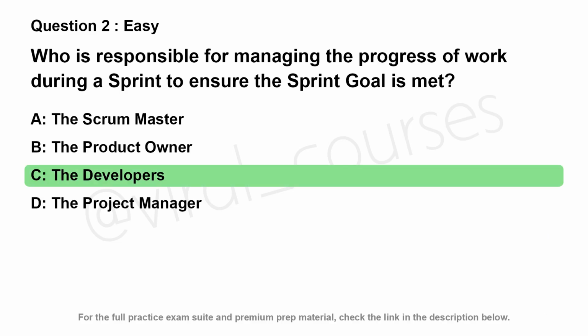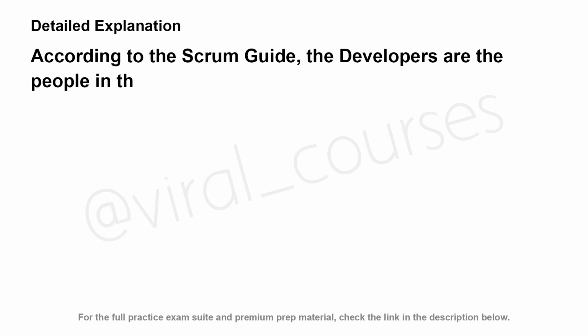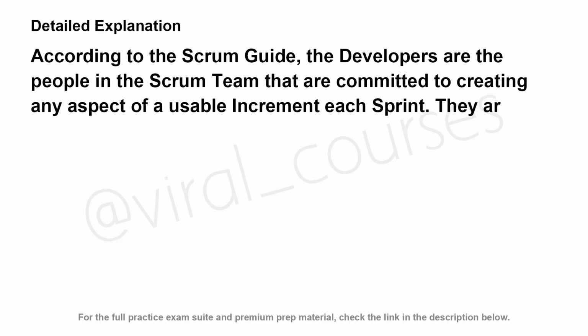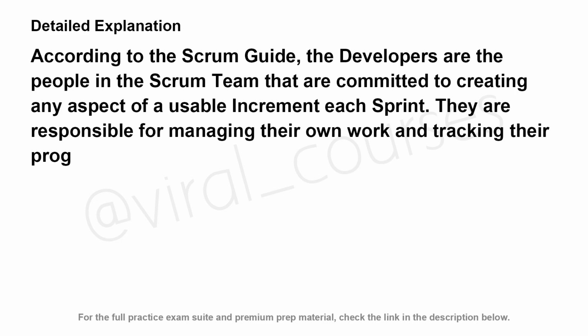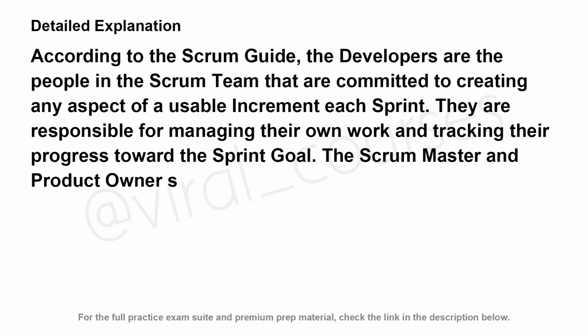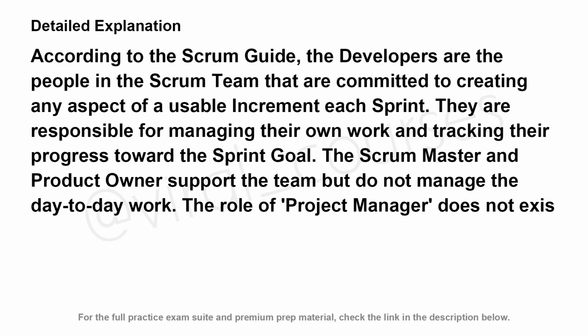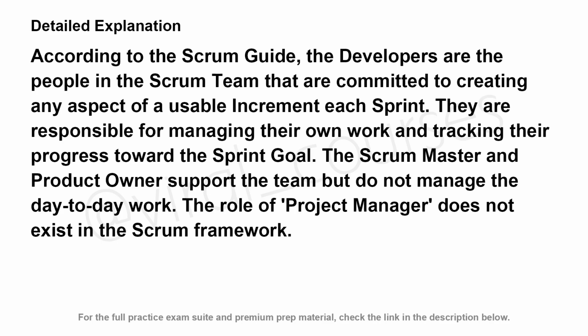The correct answer is C. According to the Scrum Guide, the developers are the people in the Scrum team that are committed to creating any aspect of a usable increment each sprint. They are responsible for managing their own work and tracking their progress toward the sprint goal. The Scrum Master and Product Owner support the team but do not manage the day-to-day work. The role of Project Manager does not exist in the Scrum framework.